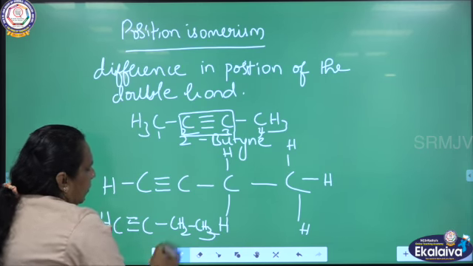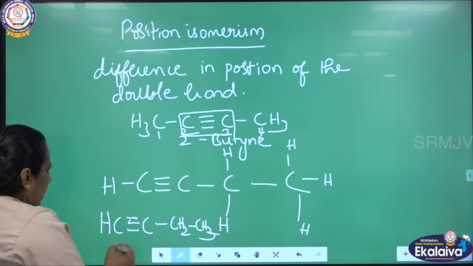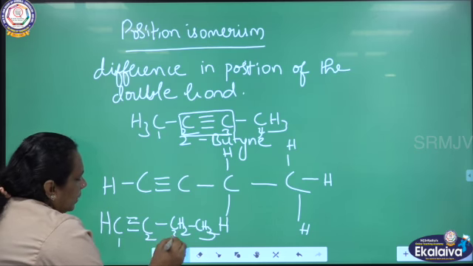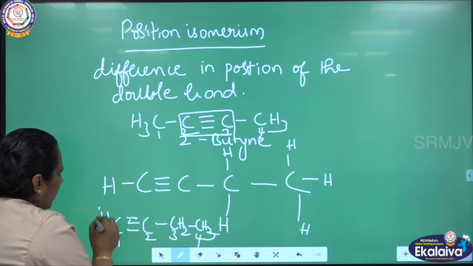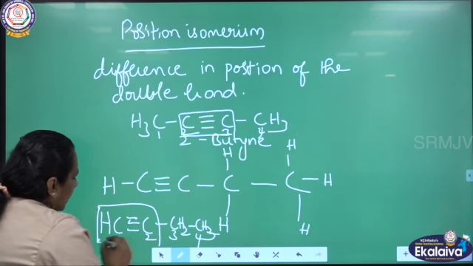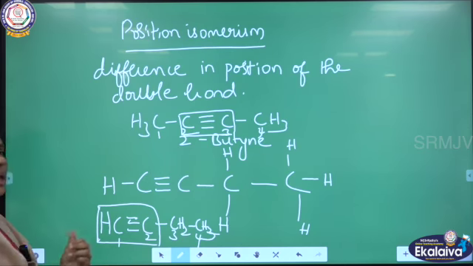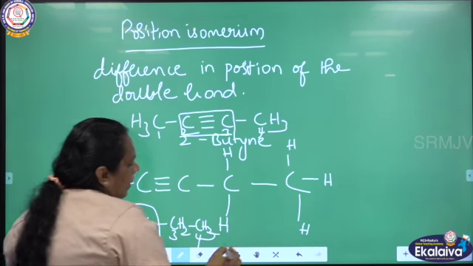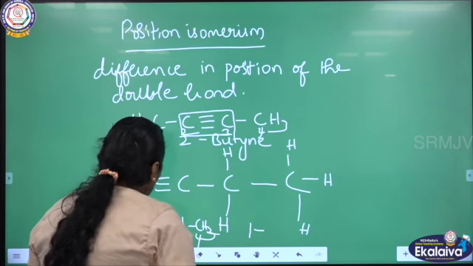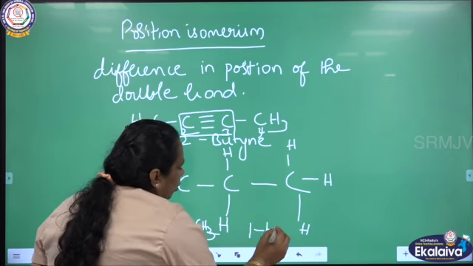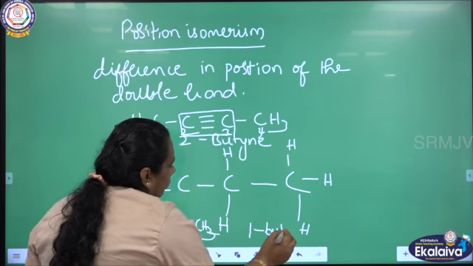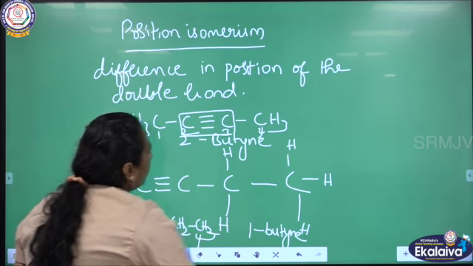See the position of a triple bond here. 1, 2, 3, 4. See here, the position is between 1 and 2. The triple bond position is between 1 and 2. What is the least number here? 1. So, there are 4 carbon here, so position is 1. Root word is but. For IUPAC ending, it is yne. So, it is 1-butyne.